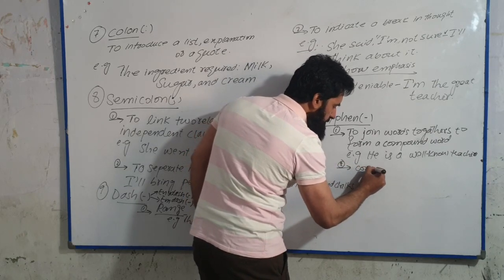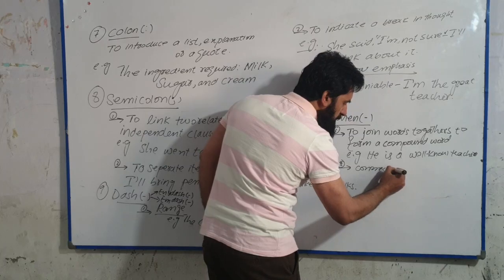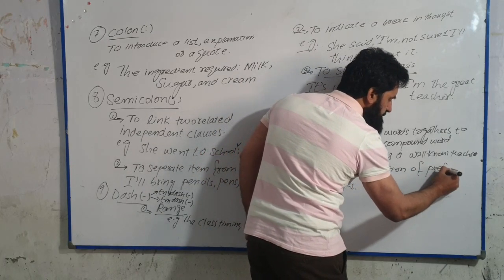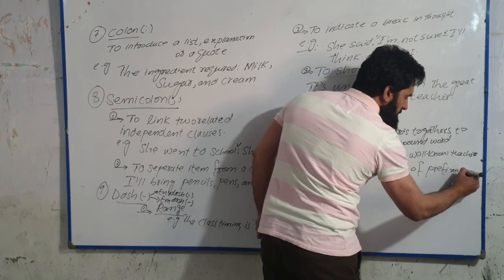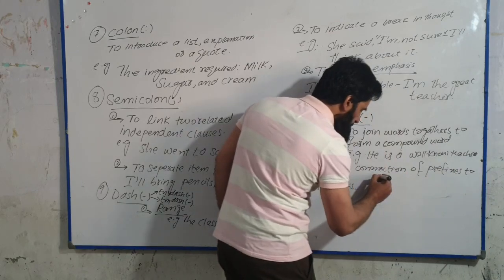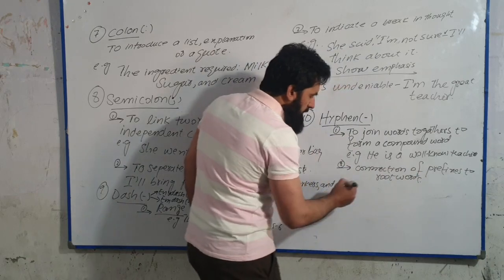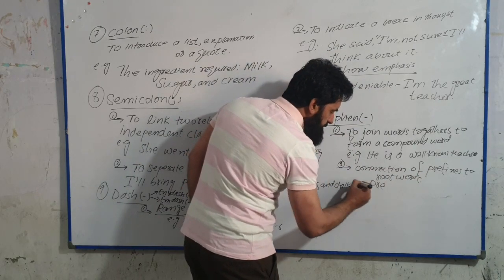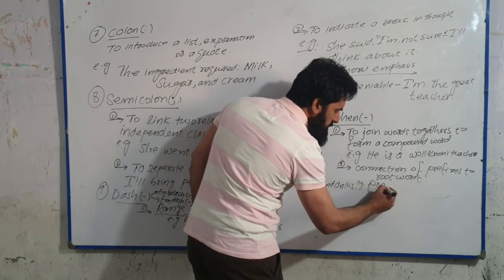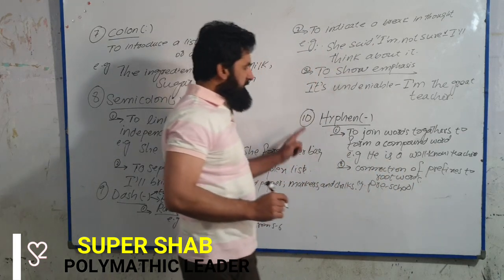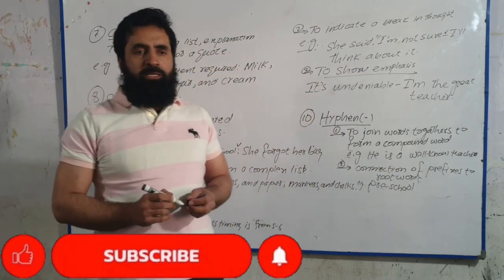Or it can be used for the connection of prefixes to root words. Got it? Let's suppose preschool. So in this way we use the 10th punctuation mark, that is hyphen.